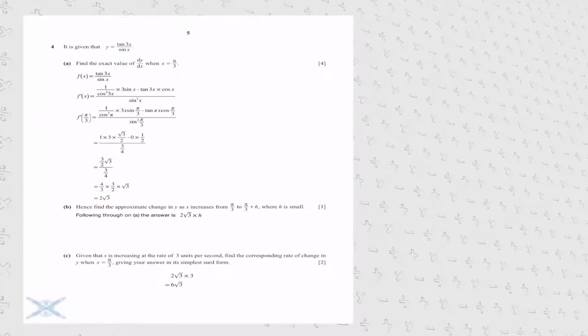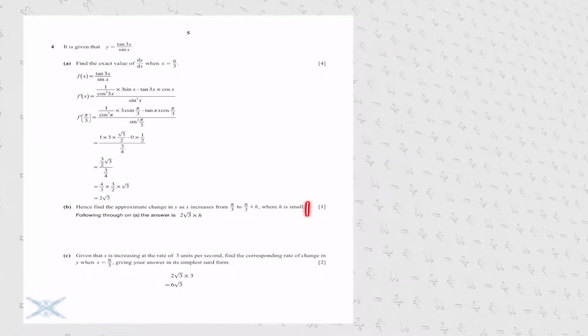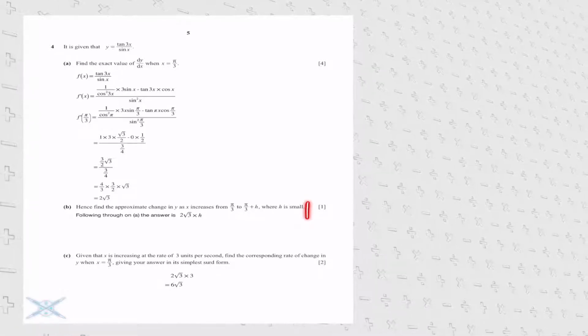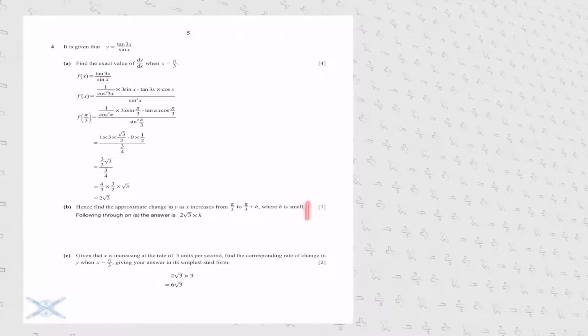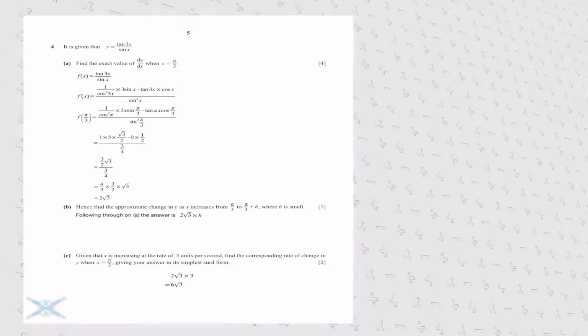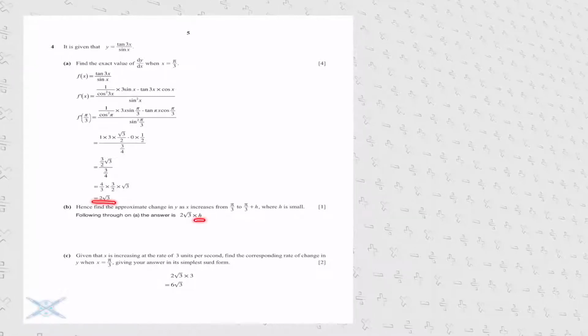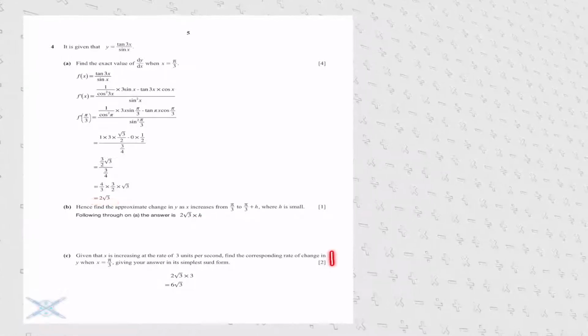In part B, we are supposed to find the approximate change in y as x increases from pi/3 to pi/3 plus h, where h is small. To do that, we simply expand from our previous result in part A of exercise 4 and multiply this with h.